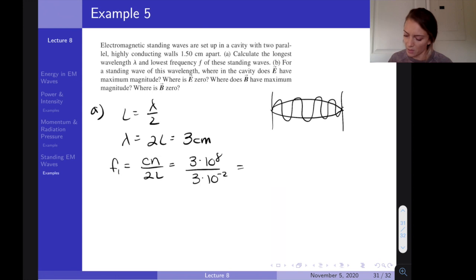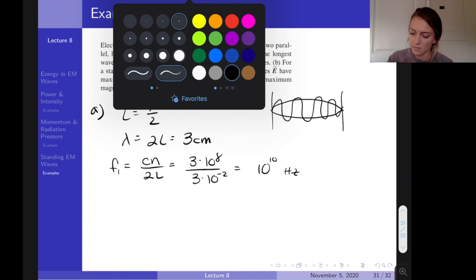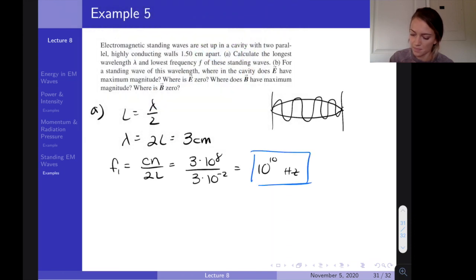So here we can see right away that our 3's will cancel, 10 to the 8 and 10 to the negative 2, so we're just going to get 10 to the 10 hertz. Okay.